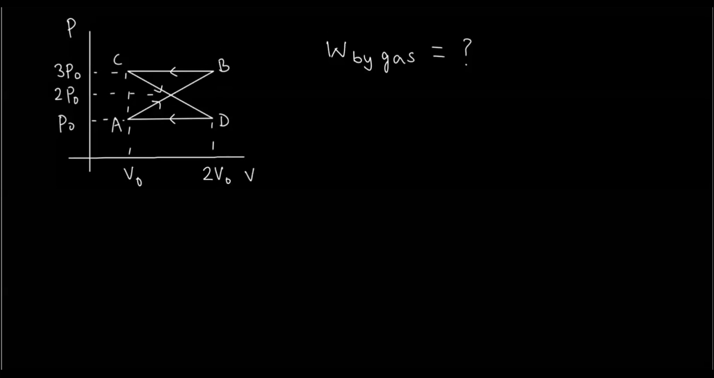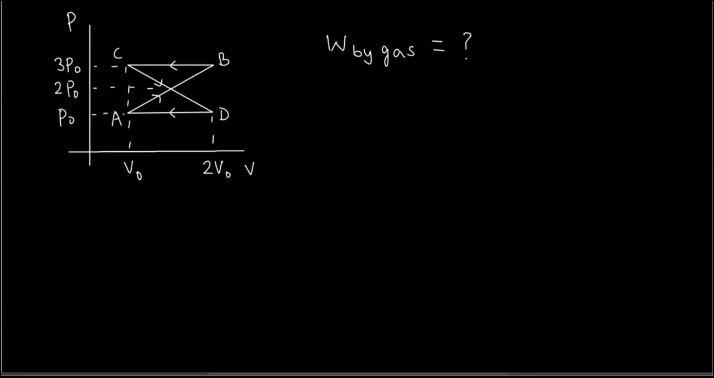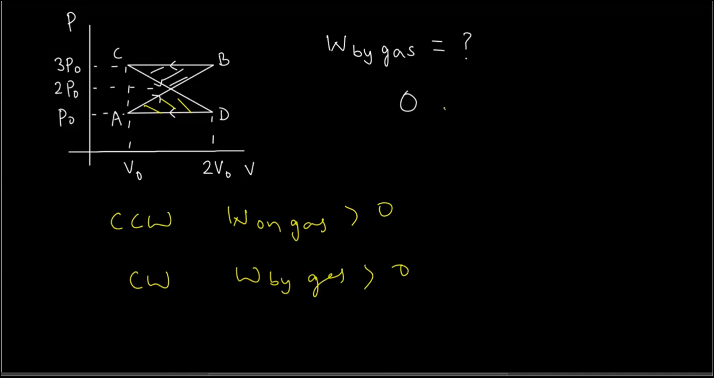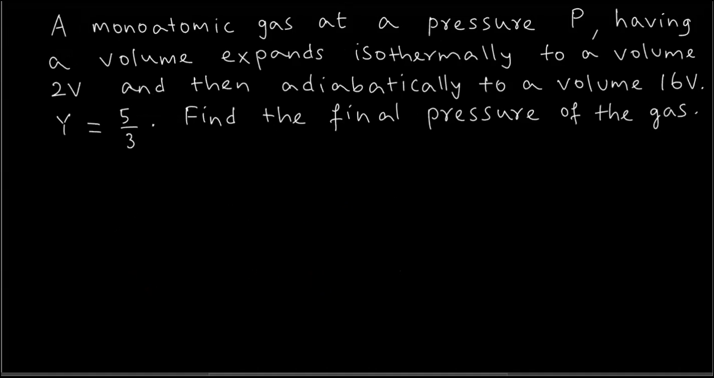Say that again. It will be zero. Okay, very good. Now, why would it be zero? Because if you calculate the area, okay, very good. If you look at the areas, nice. This area and this area, magnitude wise, they are the same. One, I think you are going in a counterclockwise sense, the other is a clockwise sense. If it goes counterclockwise, work is done on the gas. So counterclockwise, work done on gas is positive. If you do clockwise, work done by gas is positive. So overall, that is zero. Very nice. Very good. Okay, so try this.